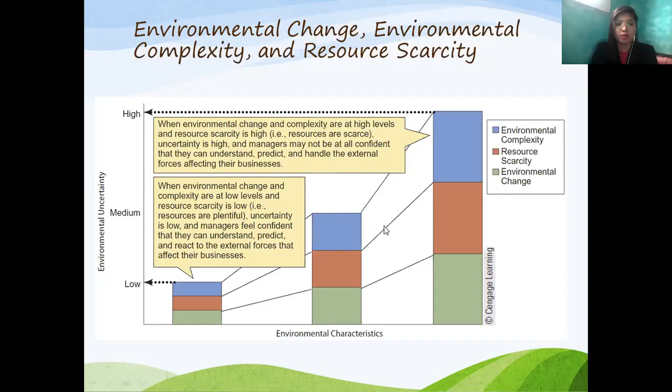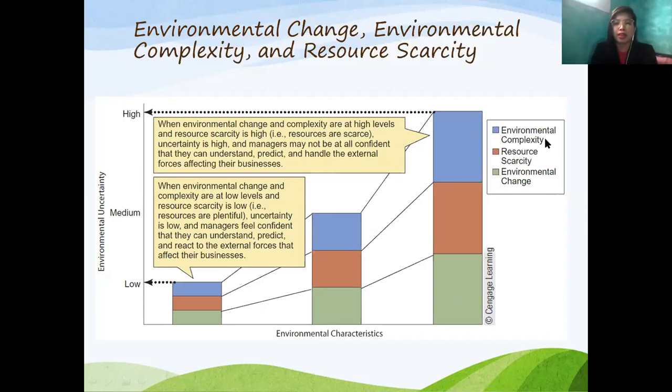For the medium, everything is in the middle: the environmental complexity, the resource scarcity, and the environmental change are at medium, resulting in medium environmental uncertainty. So everything goes in the middle for this example, and then we have another example.